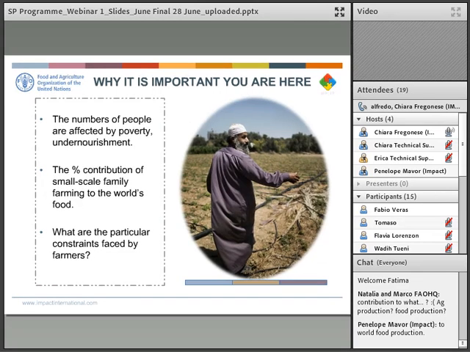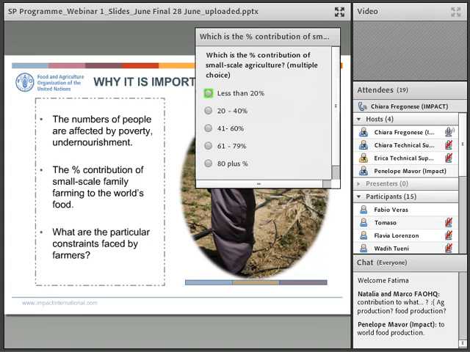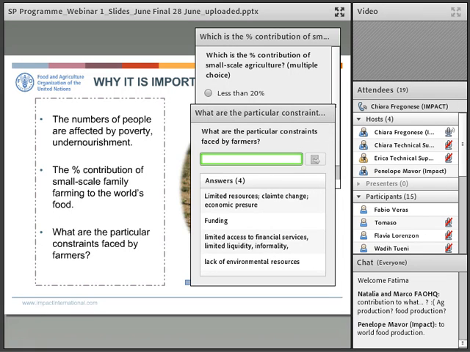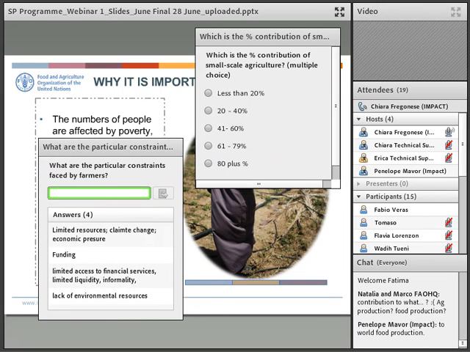Okay, we can see funding. Yeah, funding is good, it is important, but funding what? We're talking about innovation technologies to improve productivity, or funding social mechanisms to support the communities, farmers and their families. Wow. Contribution less than 20%. Interesting, this one.